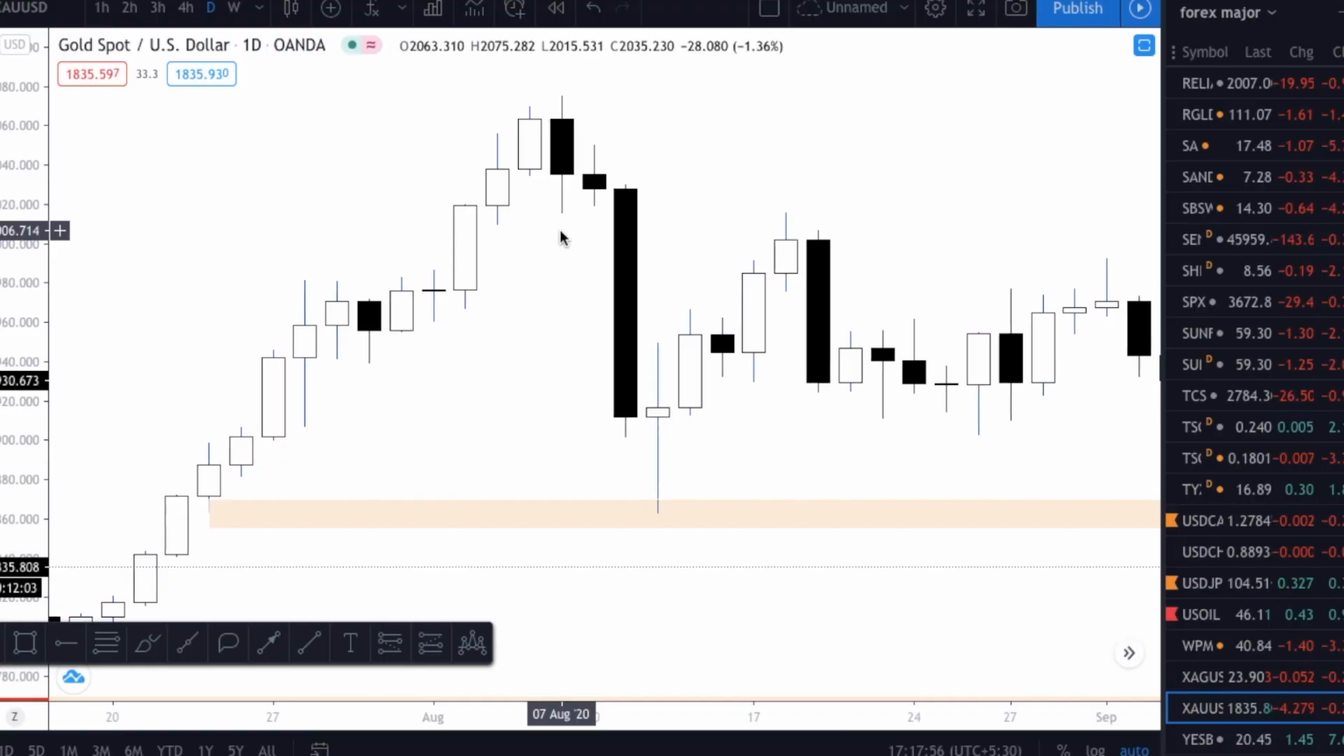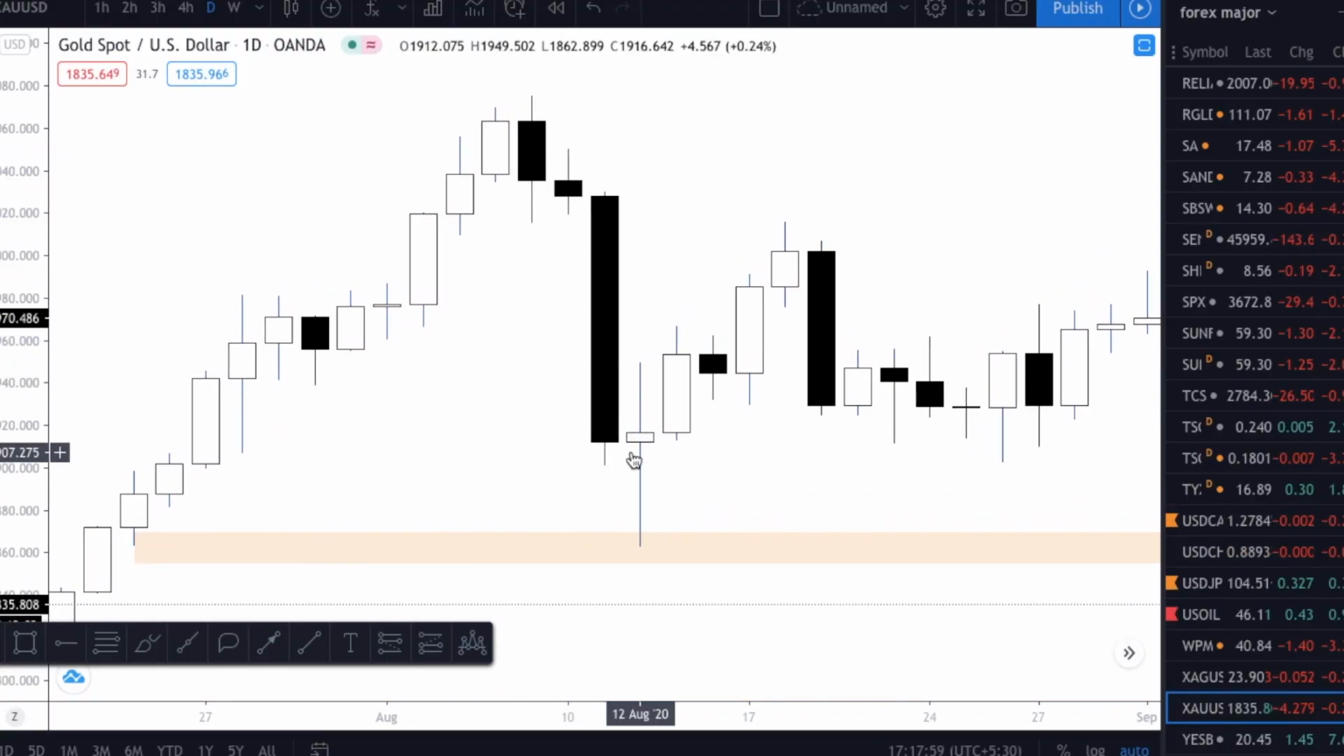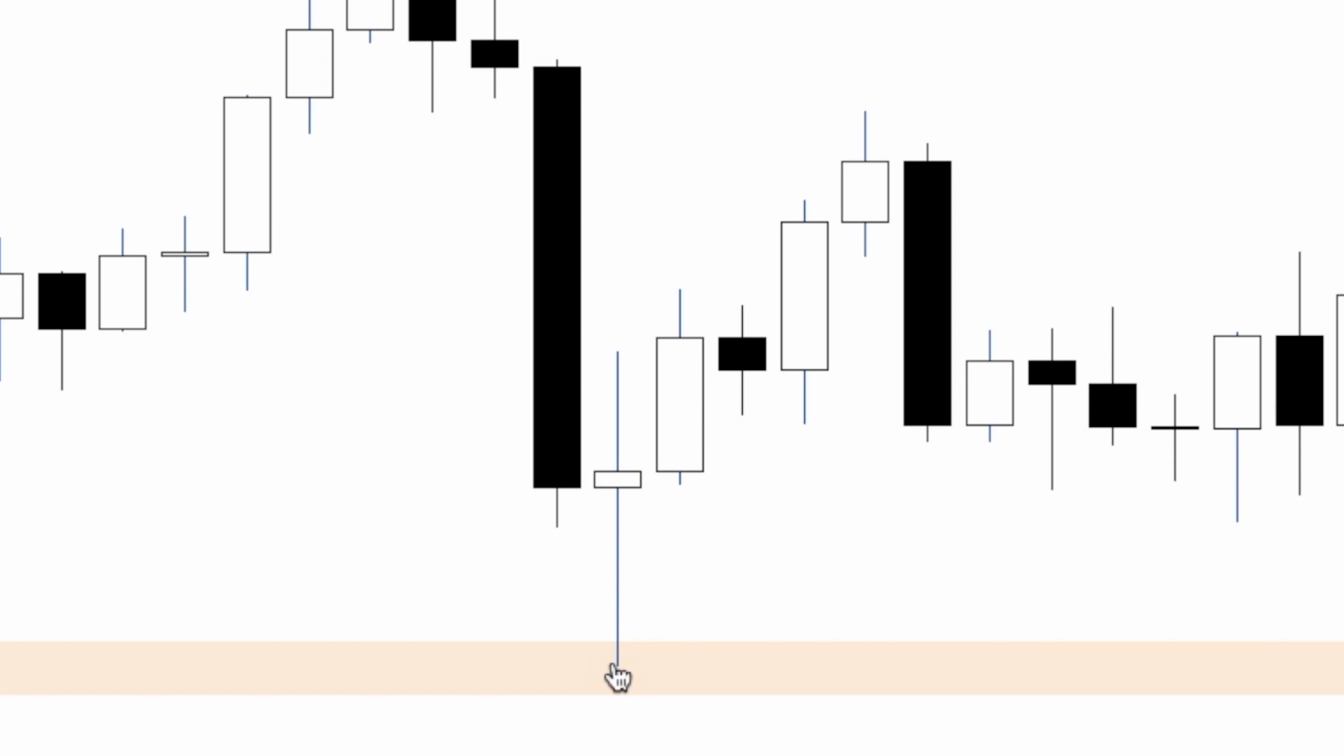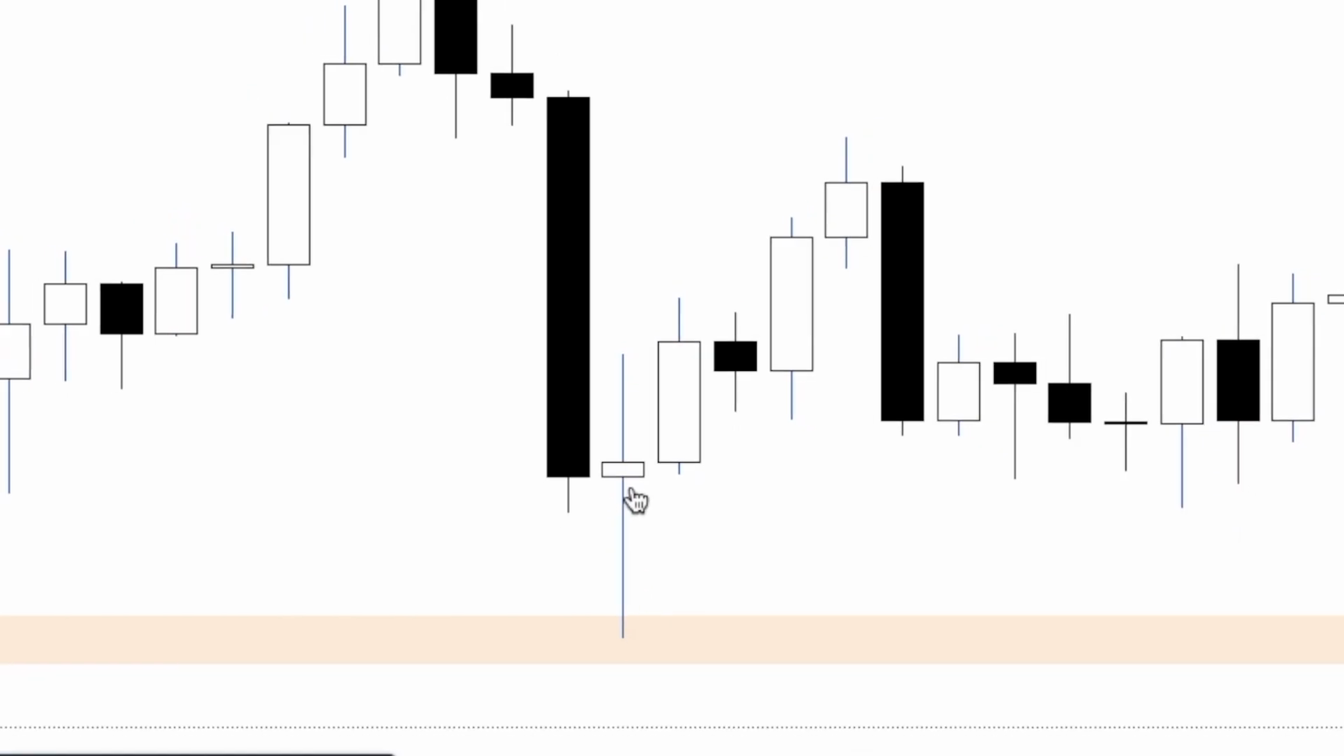The other thing is the length of the wicks. Wicks on candlesticks are caused when the price of the currency moves in a certain direction but does not sustain that price level and moves back away from it. Like here in this example, the price was moving down and sellers were in control, but then it reached this level and then buyers took back the control and a bullish body with long wicks was formed.